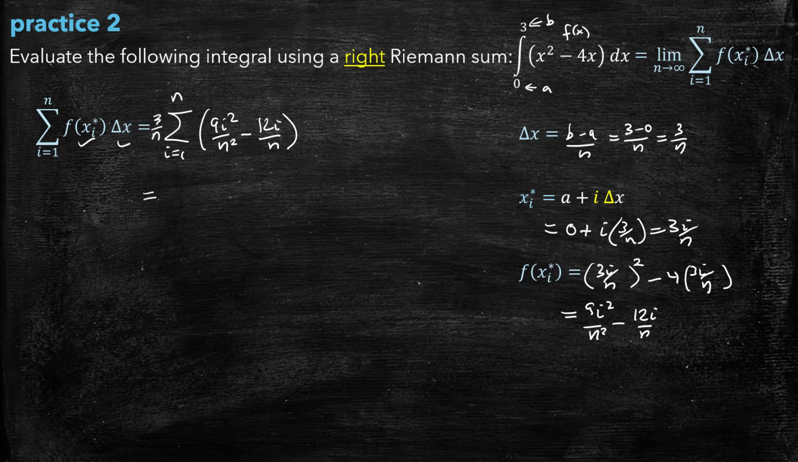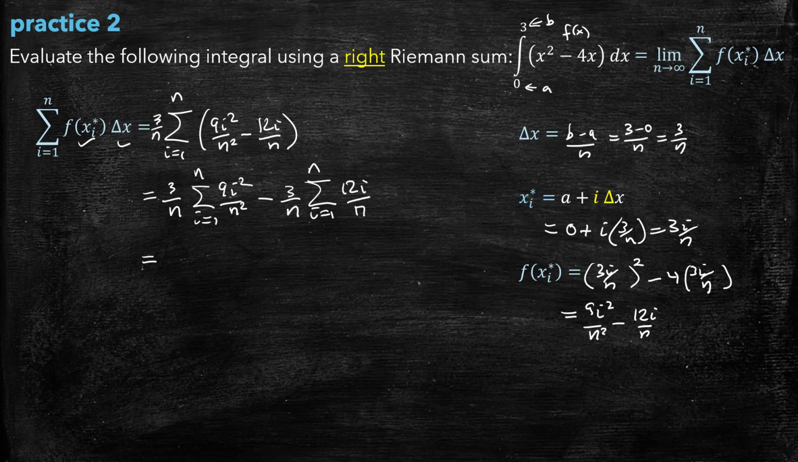And now I have the sum of a difference of two expressions, so I can write that as the difference of sums. So I'm going to separate that parentheses out and write this, 9i squared over n squared, minus, and I mustn't forget that 3 over n, it would have to distribute to both, i equals 1 to n of 12i over n. And now I can actually factor out from each of these summation expressions. So 9 over n squared doesn't have an i in it, and here 12 over n does not have an i in it, so I can take those out.